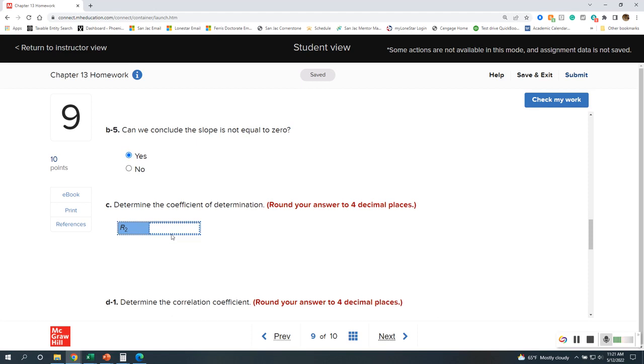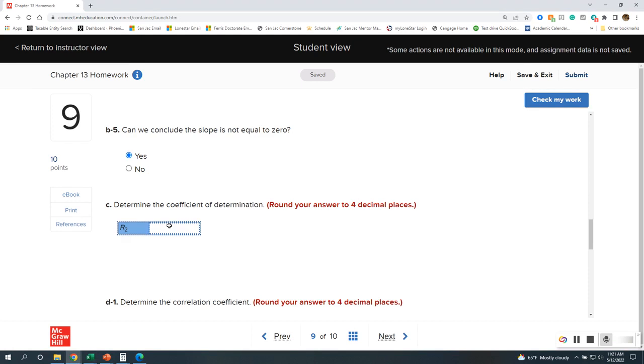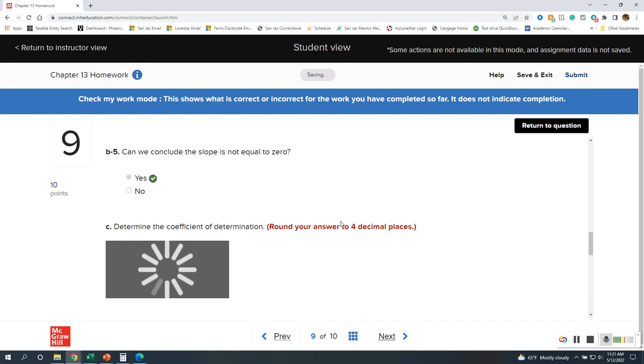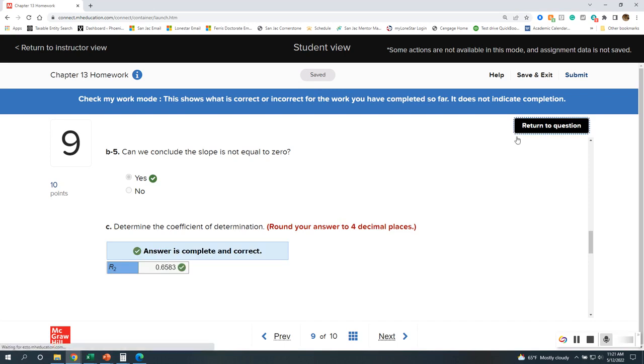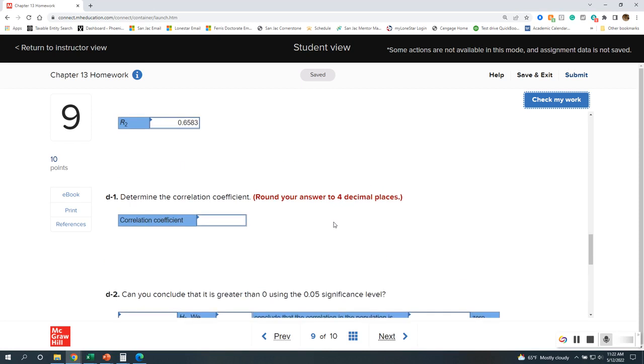Then determine the coefficient of determination. Again, Excel already did that for us. 0.6583. Check, because again, we don't know if there's another error in this because of a different error.